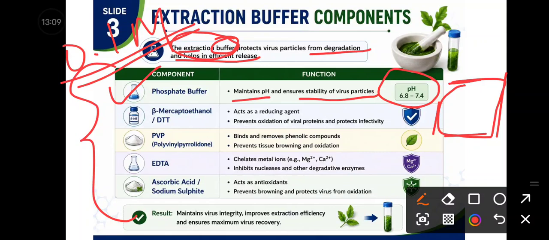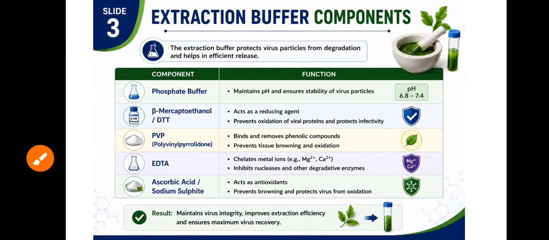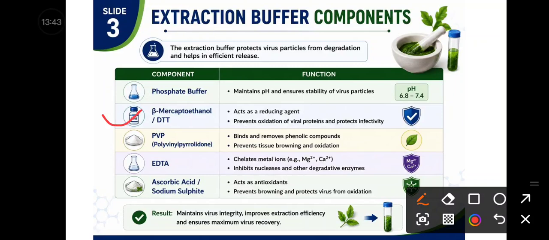Next, the second most important component of extraction buffer for the virus is beta mercaptoethanol. This is a reducing agent. Reducing agent means it will donate electrons to various components like the viral proteins, and thereby it prevents oxidation. It protects the infectivity by protecting the viral proteins. This is very important: beta mercaptoethanol is a reducing agent.